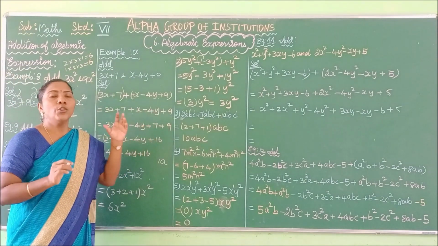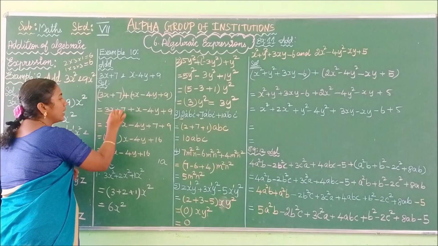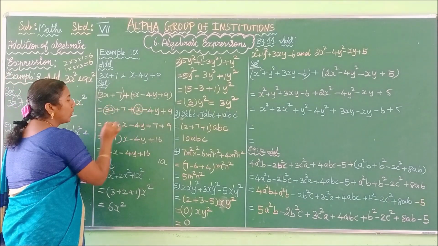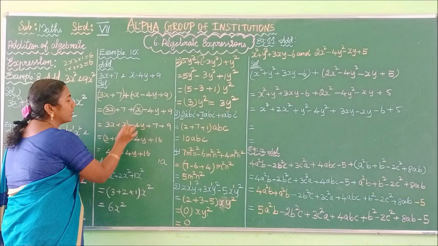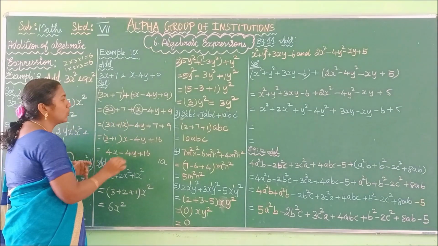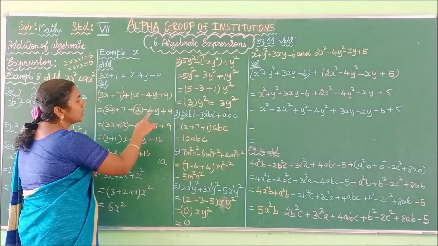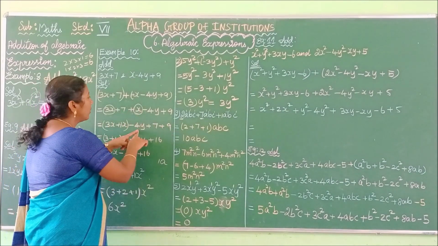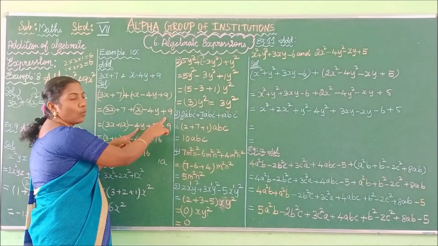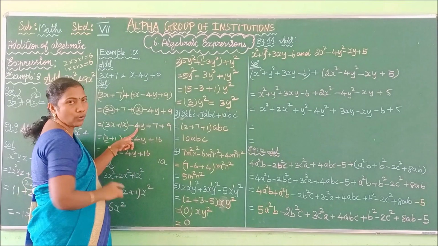For that, you have to segregate the like terms. Okay, what are the like terms here? See here 3x, x. So you have to write the 3x and x together. What is the coefficient of x? 1. It is understood. And write the constant always at last. Okay. Next, which is the term minus 4y. There is no other term containing y. So next you have to write the constants. So 7 plus 9. Do you understand children?